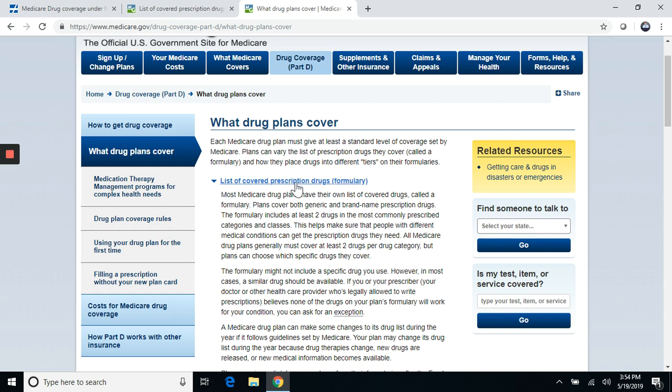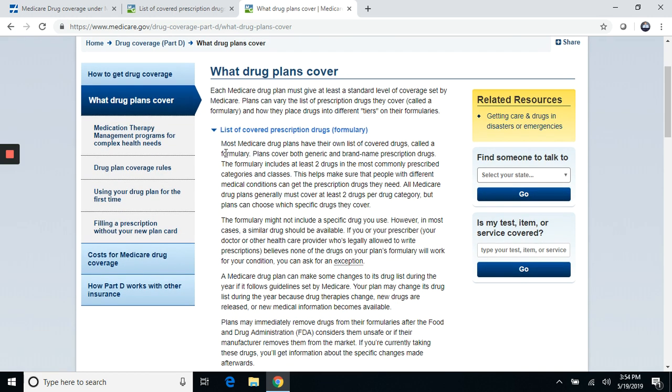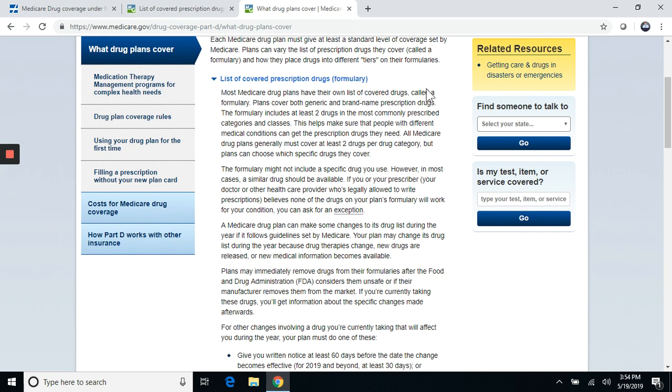So, formulary, list of covered prescription drugs. Most Medicare drug plans have their own list of covered drugs, called a formulary. Plans cover both generic and brand name prescription drugs. The formulary includes at least 2 drugs in the most commonly prescribed categories and classes. This helps make sure that people with different medical conditions can get the prescription drugs they need.